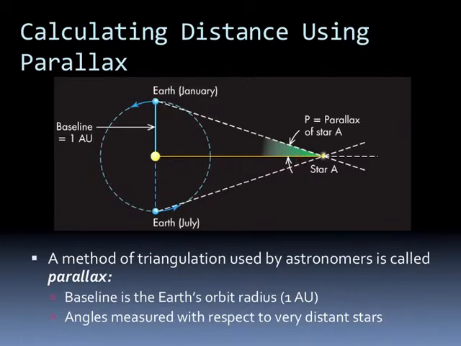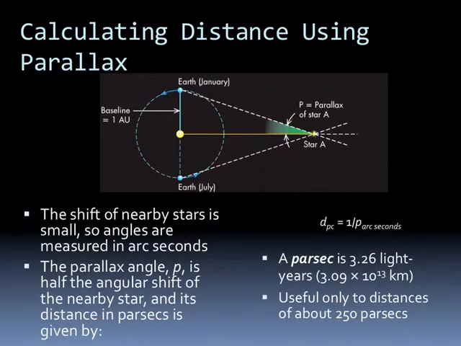This is called parallax. The baseline is Earth's orbital radius, and angles are measured with respect to very distant stars. The shift of nearby small stars is really small. The angles are actually measured in arc seconds. And the parallax angle, P, is half the angular shift of the nearby star, and its distance in parsecs is given. A parsec is a unit of distance that we use for stars close by to us.